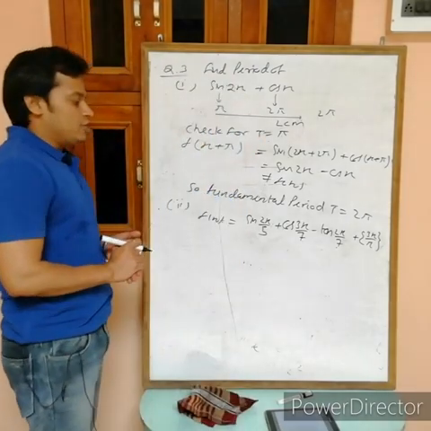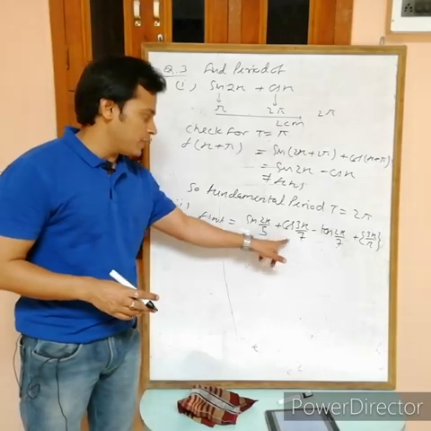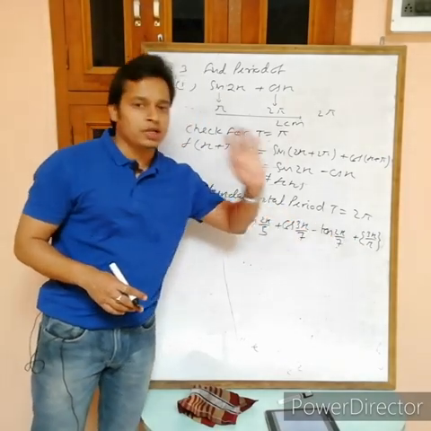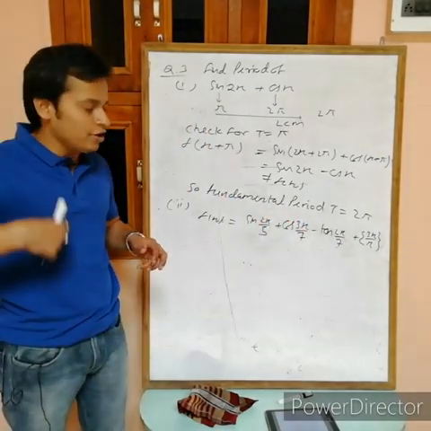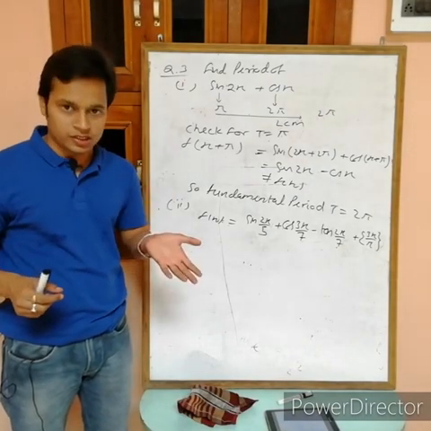Now I want the period of this function. All the functions are periodic: sine is periodic, cos is periodic, tan is periodic, and the fractional part is also periodic. So first find the period of these functions individually, and then take the LCM. This is the method.